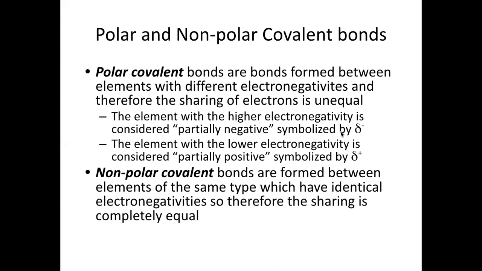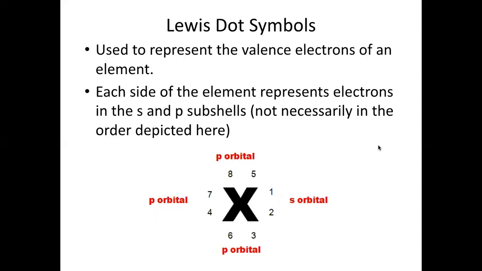And we can tell which atoms have higher electronegativity than the others based on those periodic trends that we discussed in our first lecture. Non-polar covalent bonds are formed between elements of the same type which have identical electronegativities. Therefore, the sharing is completely equal. So now we're going to talk about how we can draw the covalent molecules that we discussed. And we're going to do this first by understanding Lewis dot symbols.